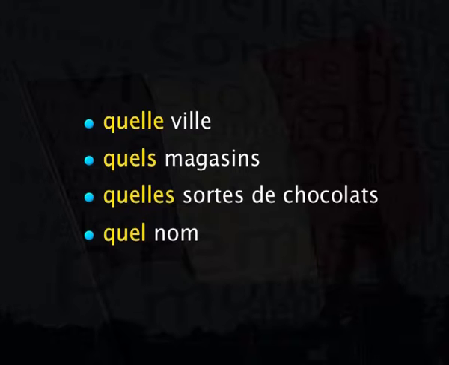In this text, you can observe an interrogative adjective in every question. Quelle ville? Quels magasins? Quelle sorte de chocolat? And quel nom? Each time the interrogative adjective precedes the noun and agrees with its gender and number.